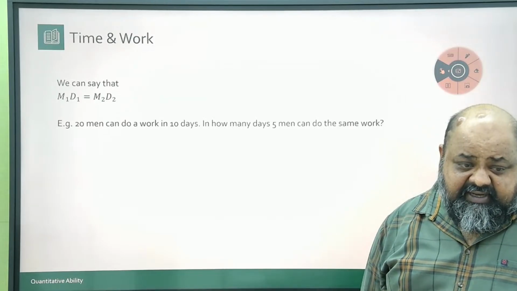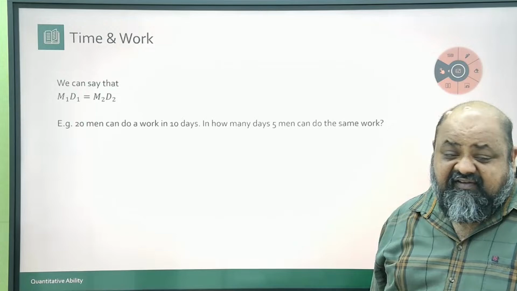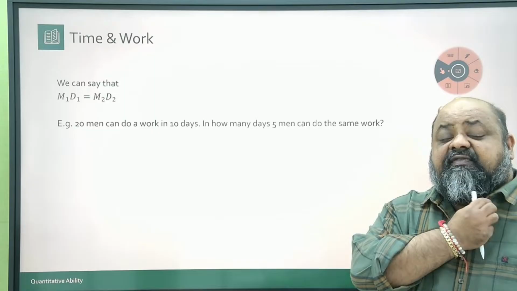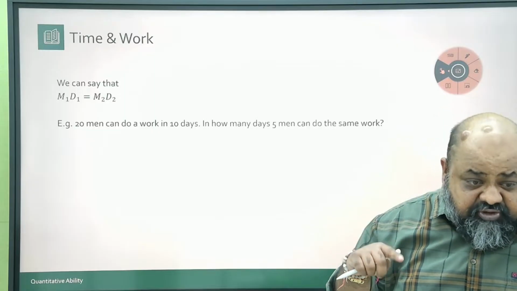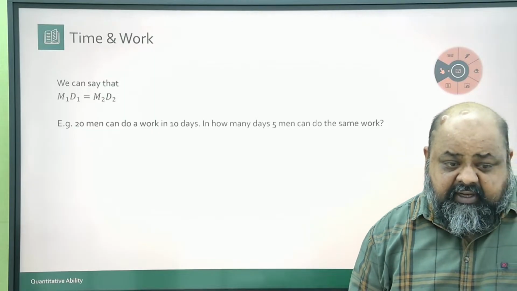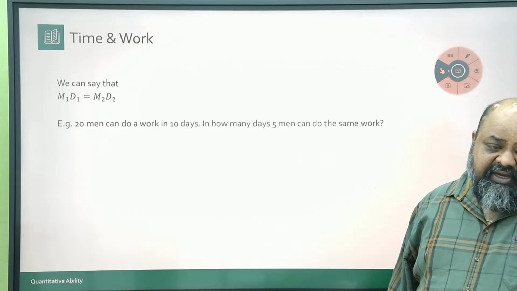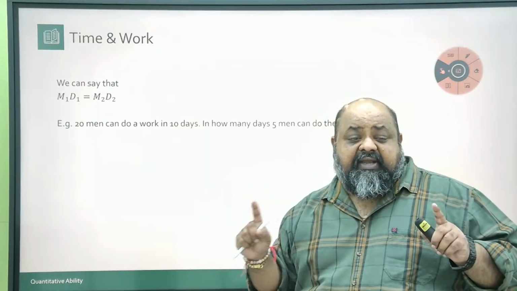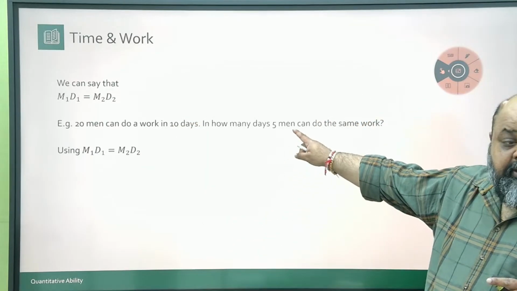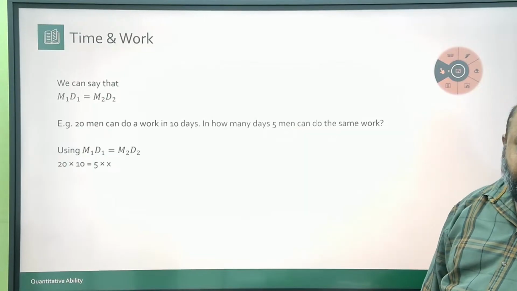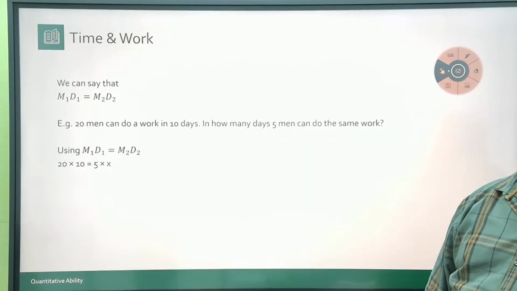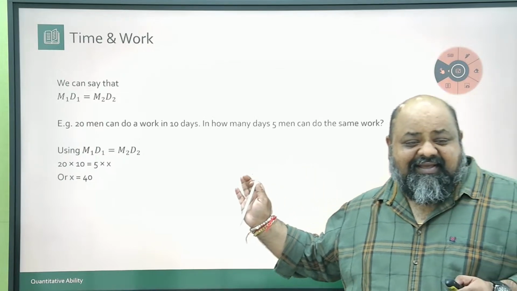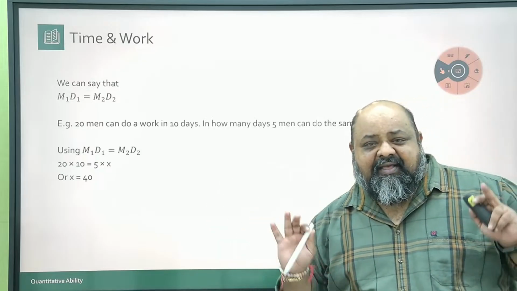20 men do the work in 10 days. In how many days will 5 men do the same work? Logically speaking, because the number of men has gone from 20 to 5, it has become 1/4, so the number of days should be 4 times. Absolutely, right? Logical. But if I want to write the equation, initially the number of men is 20 and the number of days is 10, so they are working for 20 into 10, 200 man days, and that should remain constant. So 20 into 10, m1 d1, is equal to 5 into x. So x will be 200 by 5, 40. Obviously this question won't come in the exam, but the relationship between the first two variables is set.